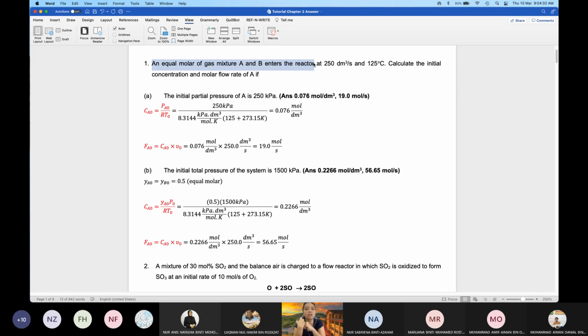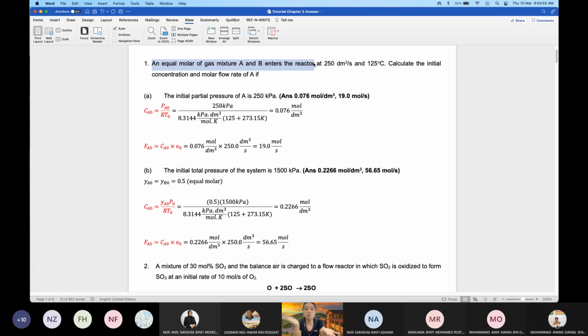So there's a few pieces of information that you need to understand. First, it enters the reactor. Second, it consists of two reactants A and B. Third, it is gas phase. Both are in gas phase. And fourth, it says equal molar. Okay, equal molar means they are entering the reactor in equal molarity, or molarity we can also say concentration.